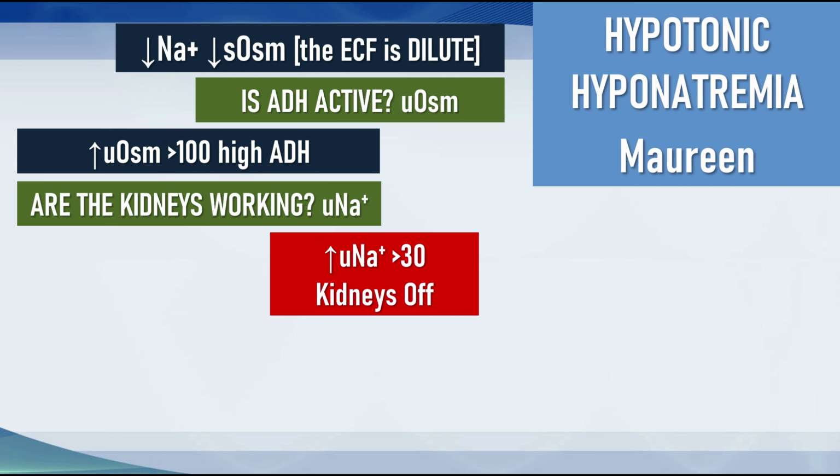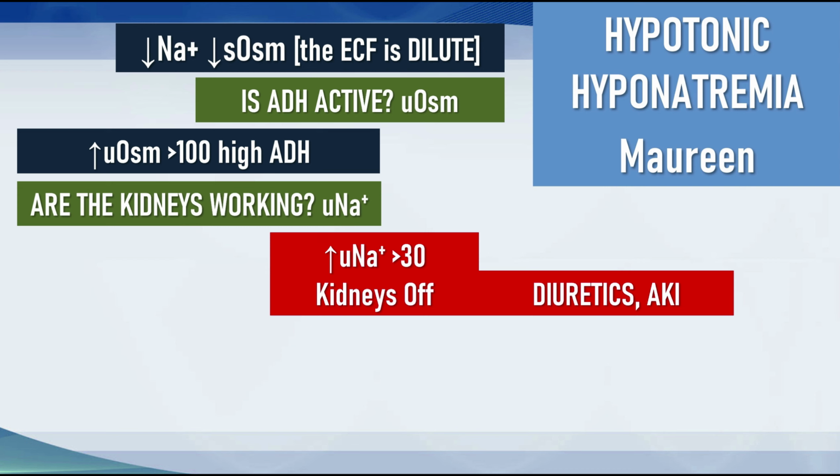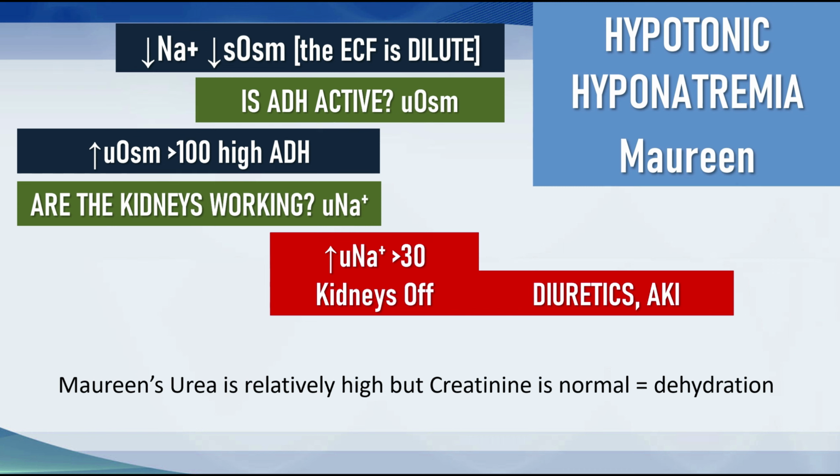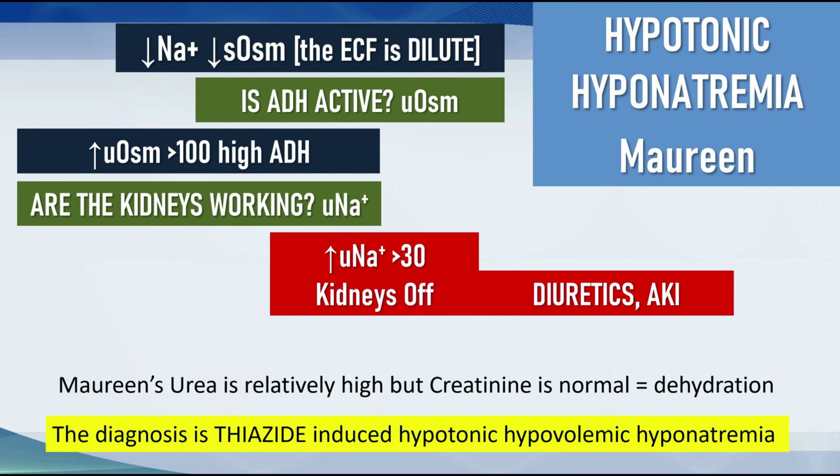That means the kidneys are off, and there are only two reasons for this. The first one is the patient is getting diuretics, or the second one is the patient has acute kidney injury or a nephropathy. In this case, Maureen's urea is relatively high, but her creatinine is normal. This is indicative of dehydration, and the diagnosis is thiazide-induced hypotonic hypovolemic hyponatremia. So we're going to treat her with hypertonic saline and then follow her up with an isotonic saline solution.